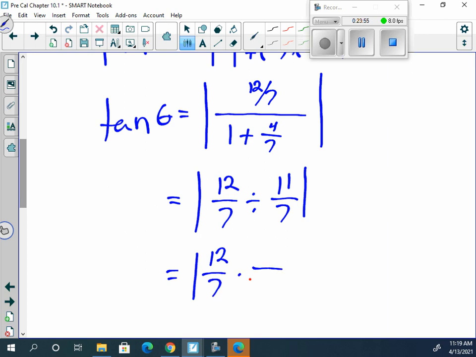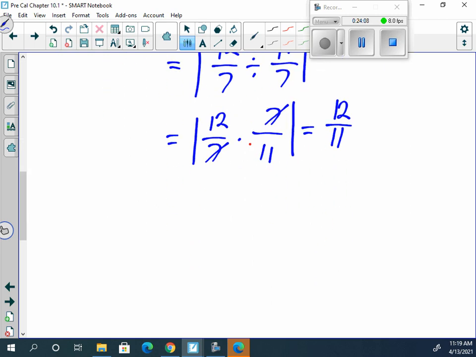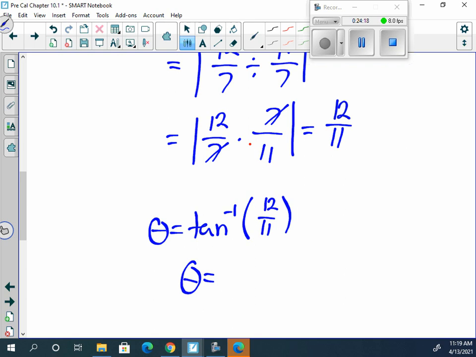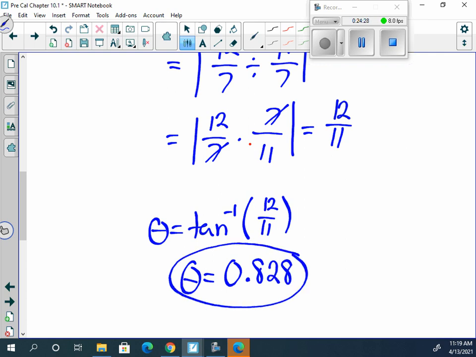Now to multiply, we would change it and flip. So theta is going to equal tangent inverse of 12/11. That is going to be our overall angle for this.